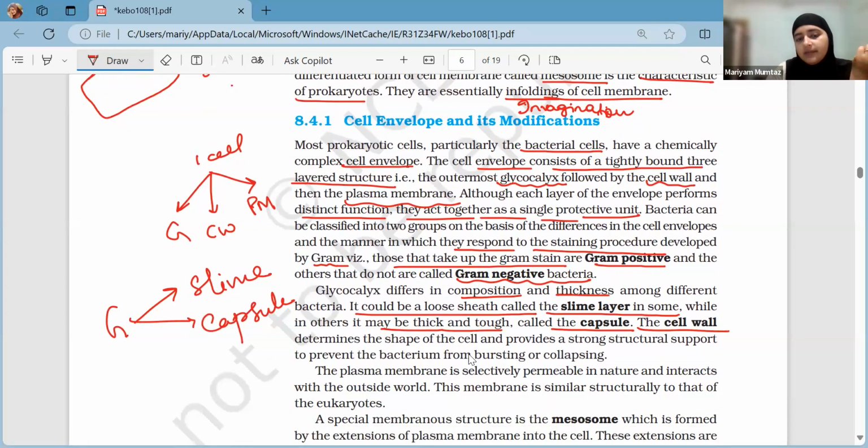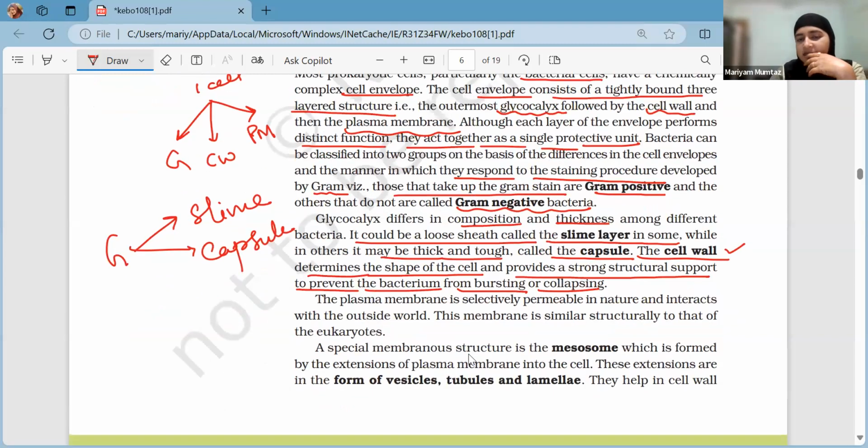Now, the cell wall determines the shape of the cell and provides strong structural support to prevent the bacterium from bursting or collapsing. It provides a proper shape, and it also provides structural support, and it does not allow the bacteria to either burst or collapse. The plasma membrane is selectively permeable in nature and interacts with the outside world. This membrane is structurally similar to that of eukaryotes.